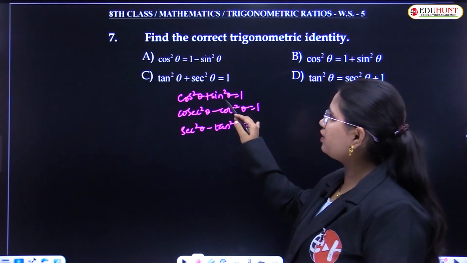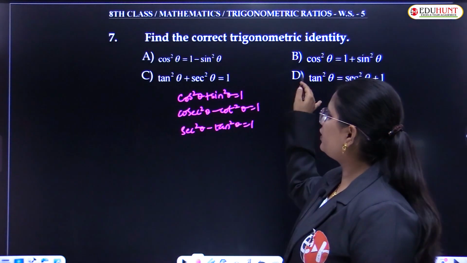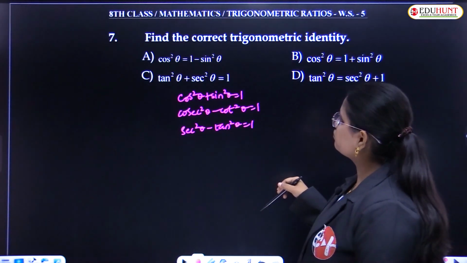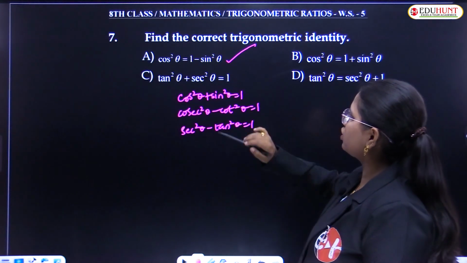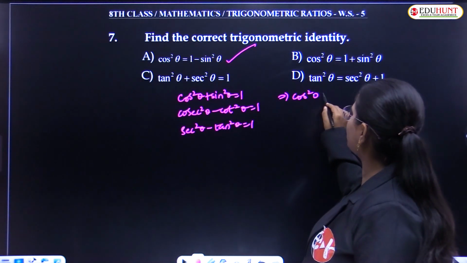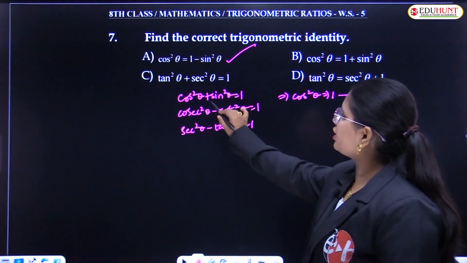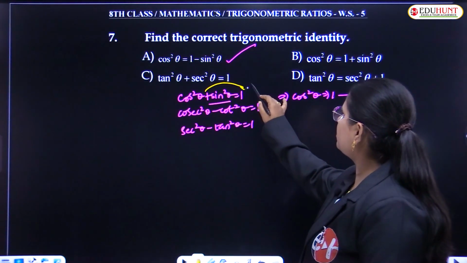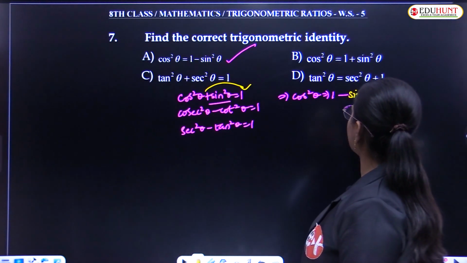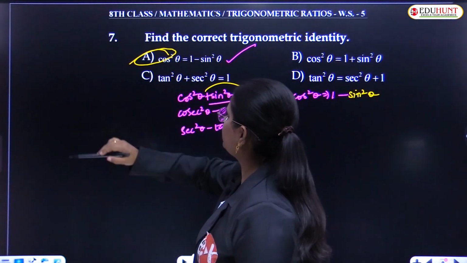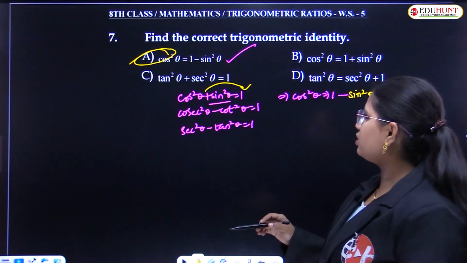But out of three, we didn't find any here, right? Yes or no? So let's check. Let's get back to the first option. I need cos square theta is equal to 1 minus, if you transpose sine to that side, what will it become? This will become 1 minus sine square theta. That means option A is correct. Option A is correct. Of course, right?